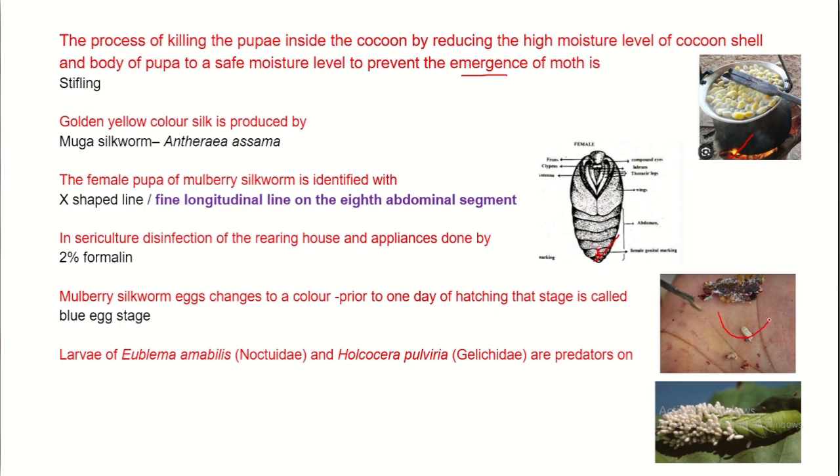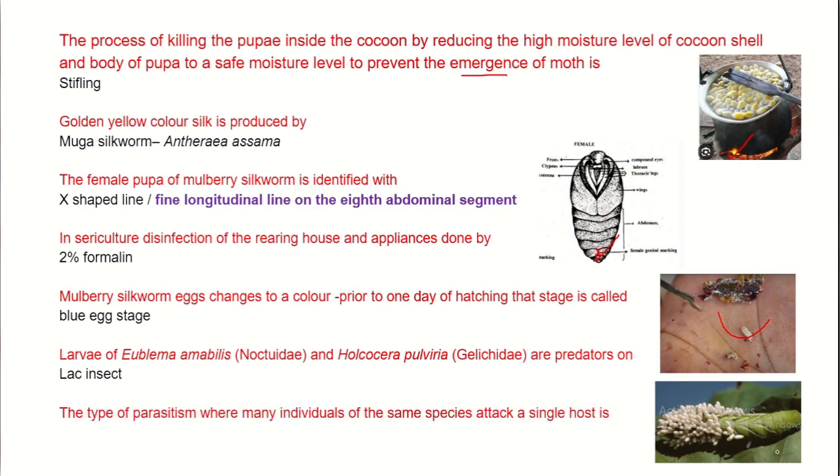Larvae of Eublemma amabilis and Holcocera pulverea are predators on lac insect and lac. The type of parasitism where many individuals of a species attack a single host is known as superparasitism.